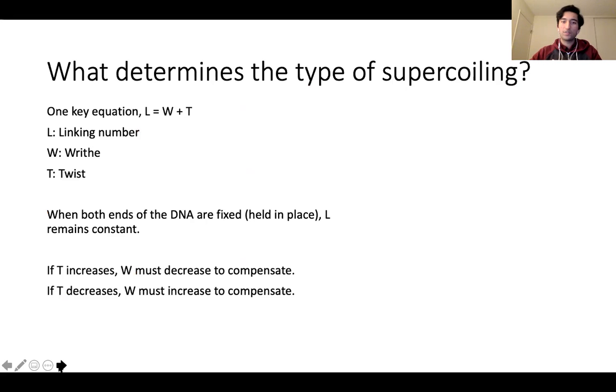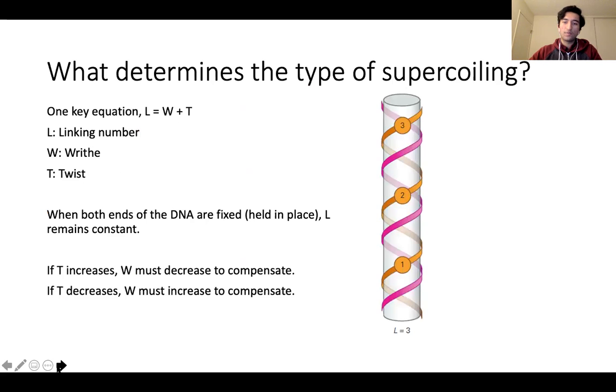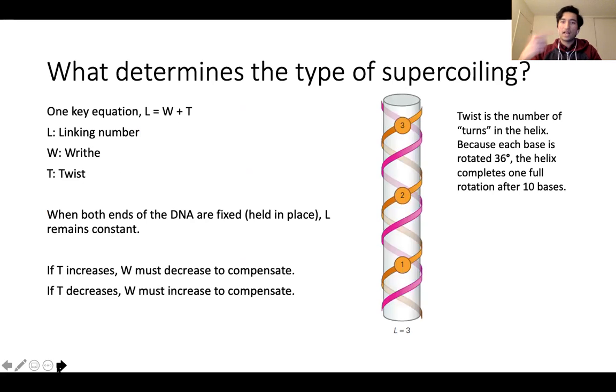And the last thing I want to touch upon is, what determines the type of supercoiling that we're going to get? Because we've discussed left-handed, right-handed, positive, negative. And this is something that you'll probably discuss in lecture tomorrow, but there's one really key equation that is very relevant for this course, which is that linking number is equal to writhe plus twist. We already talked about writhe a little bit, and twist essentially just refers to the number of times the DNA helix makes a full rotation. So because there's a 36-degree rotation between each base, every time you have 10 bases, you make one full rotation. That counts as one twist.